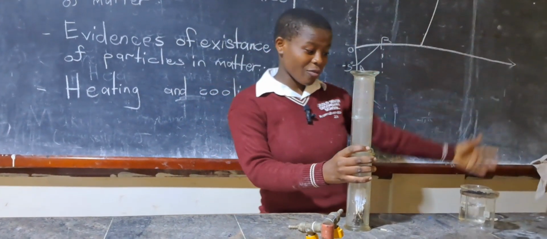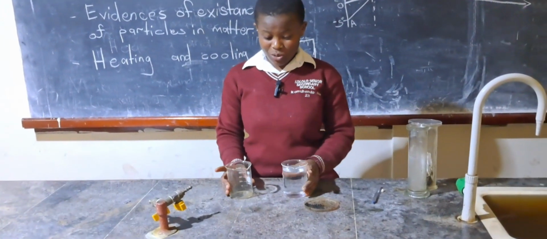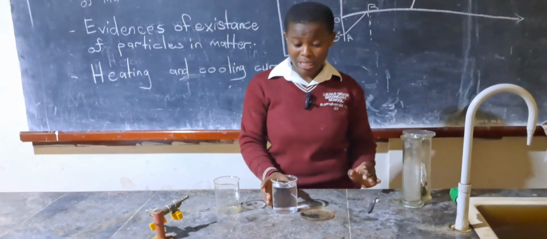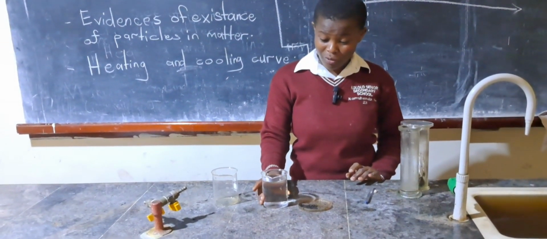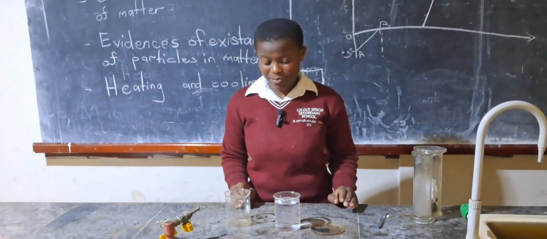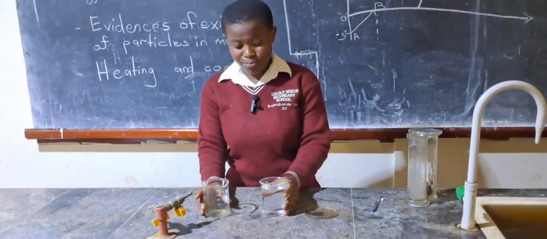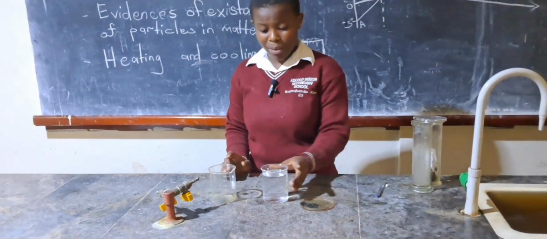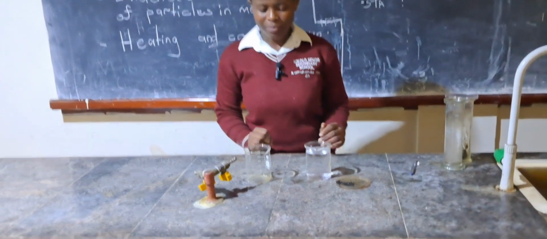Now, the existence of particles in liquids. So now we are going to carry out an experiment to prove the existence of particles in liquids. You should note that liquids involve water. Water is an example of a liquid. So what we need in this experiment, we need 2 glass beakers, we need a few crystals of potassium permanganate and water to act as our liquid.